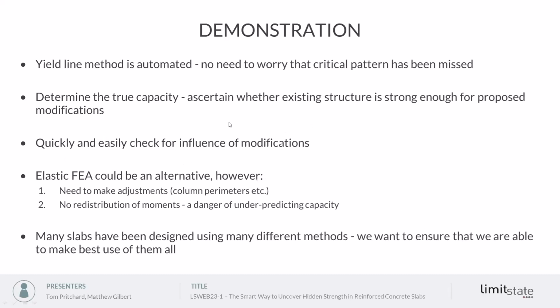One thing that people may look towards is using elastic FEA as an alternative. However, with that sort of approach, you need to make adjustments for column perimeters and such like, and there's no redistribution of moments. So there's a danger of under-predicting the capacity. And as we all know, many slabs have been designed using many different methods, and we want to ensure that we're able to make best use of all those structures.